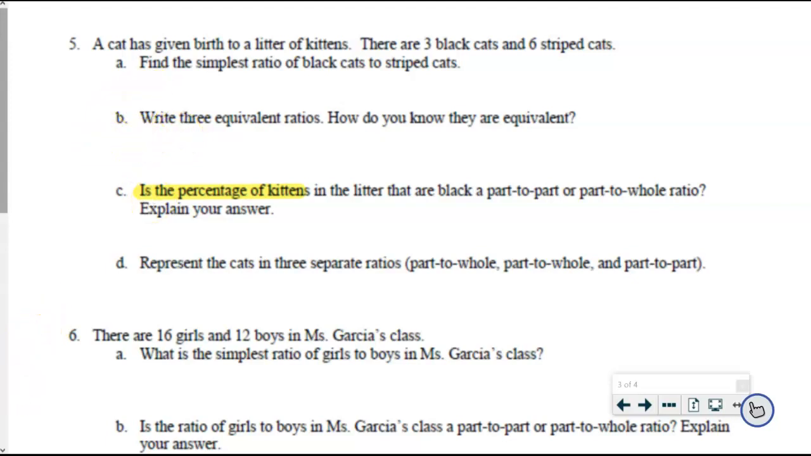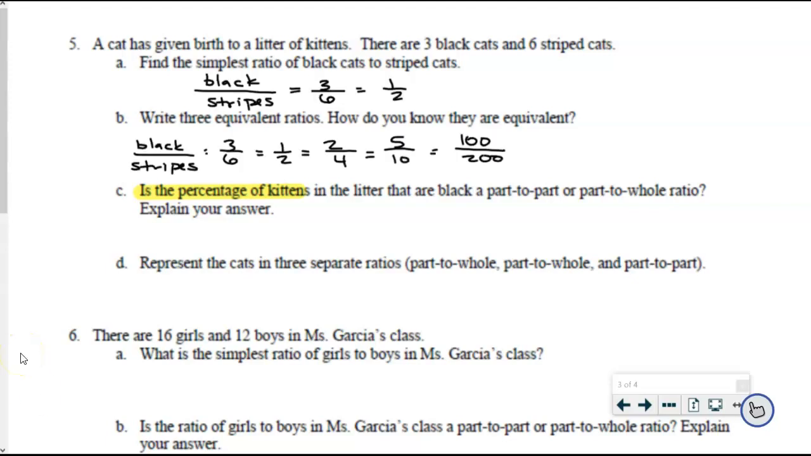I'm going to pause the recording as students work in their groups. Ready, set, go. Okay, we're back, ready to discuss C. These are just some examples. The simplest ratio of black cats to striped cats would be 1 to 2. I use that to find some other equivalent ratios. You could have come up with any other versions. It doesn't have to be these ones.